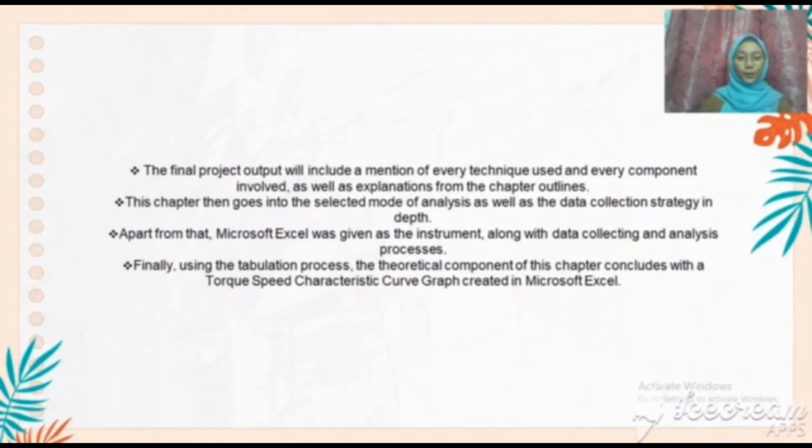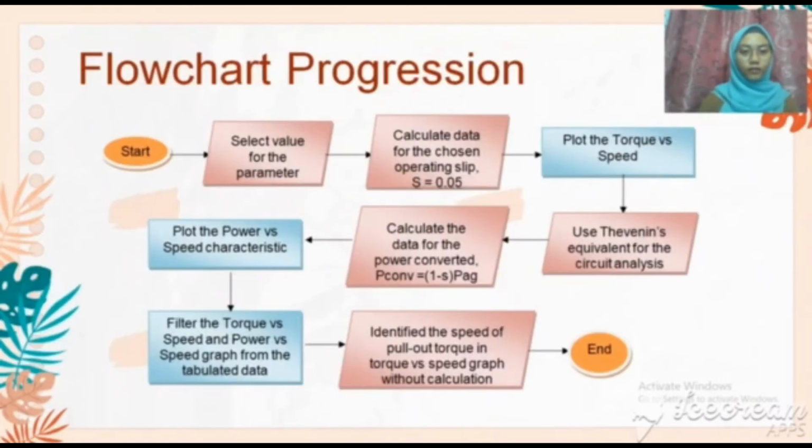The final project output will include a mention of every technique used and every component involved, as well as explanation from the chapter outline. This chapter then goes into the selected mode of analysis as well as the data collection strategy in depth. Apart from that, Microsoft Excel was given as the instrument, along with the data collecting and analysis processes. Finally, using the tabulation process, the theoretical component of this chapter concludes with a torque speed characteristic curve graph created in Microsoft Excel.